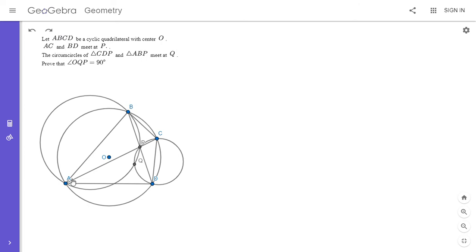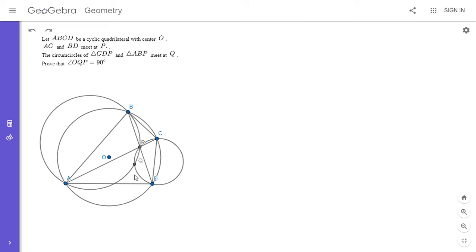So we have a cyclic quadrilateral ABCD, and the diagonals AC and BD meet at P. The circumcircles of triangle CPD and triangle ABP meet at point Q. And then we want to show that angle OQP is 90 degrees. The initial configuration looks fairly simple, but the problem is deceptively tricky.